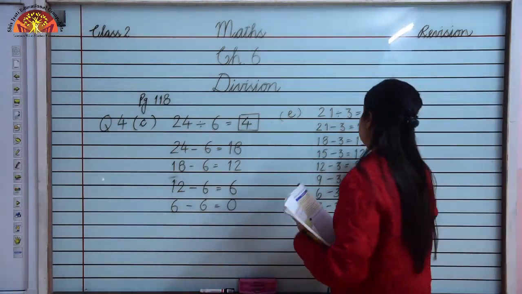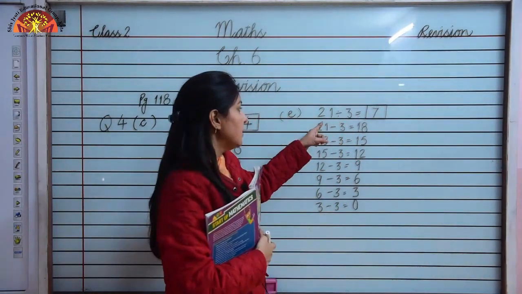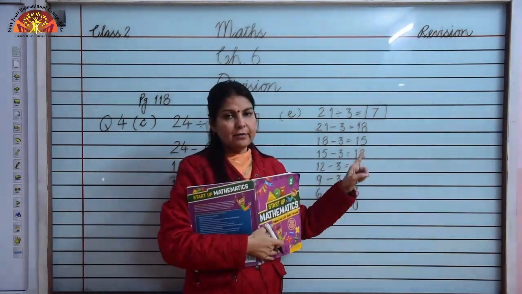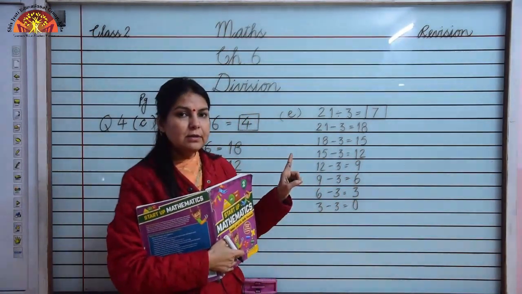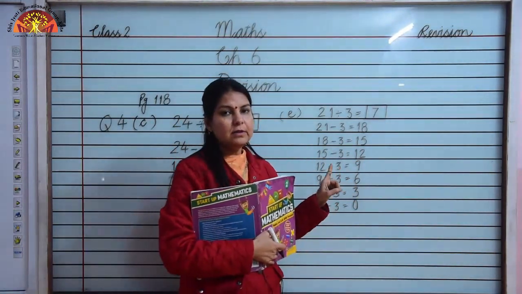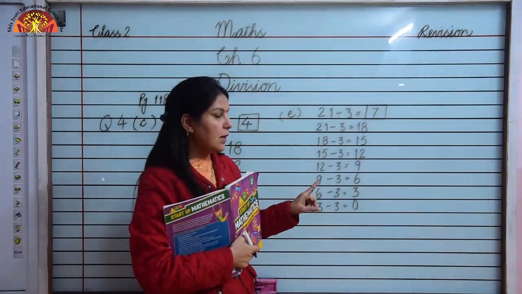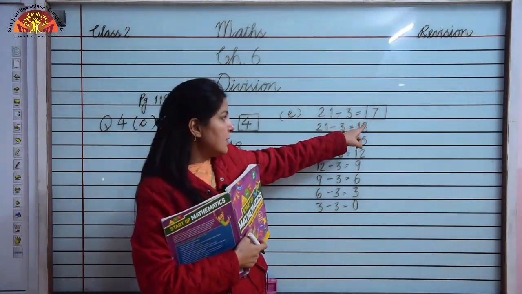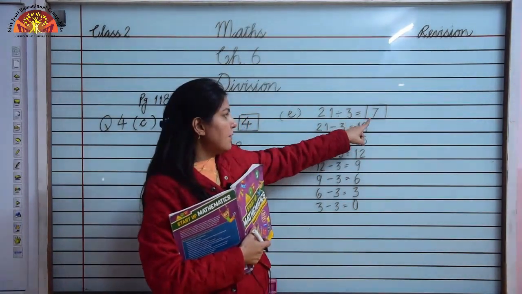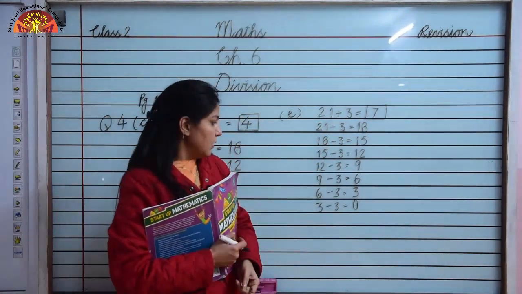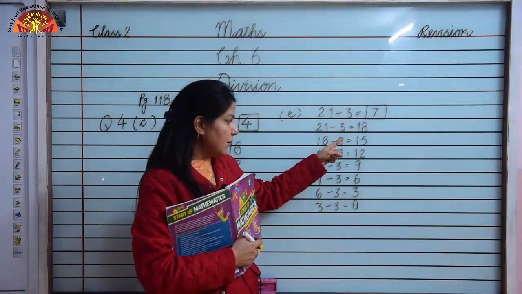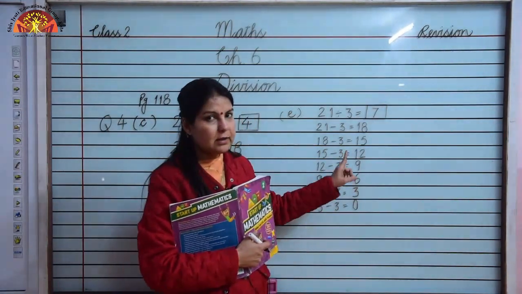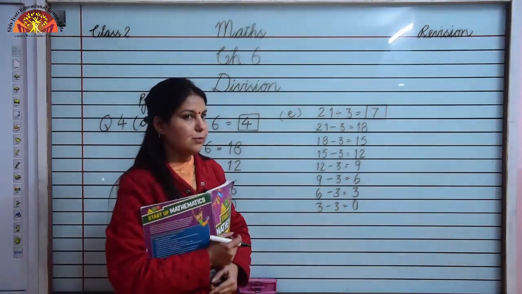Now when we will speak the table of 3, then we will get 21 in 7 times. 3 ones are 3, 3 twos are 6, 3 threes are 9, 3 fours are 12, 3 fives are 15, 3 sixes are 18, 3 sevens are 21. So 3 sevens are 21. Clear children? And how many steps we have taken to reach 0? We have taken 7 steps to reach 0.